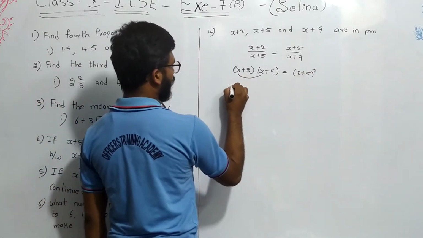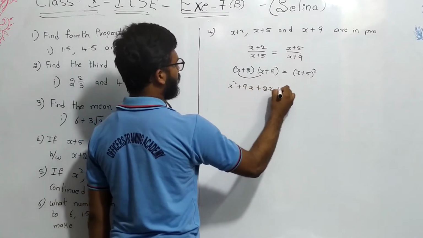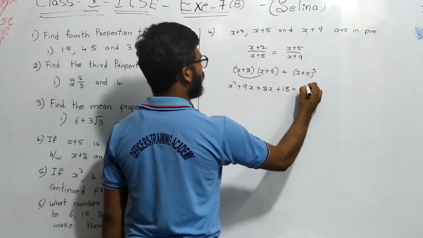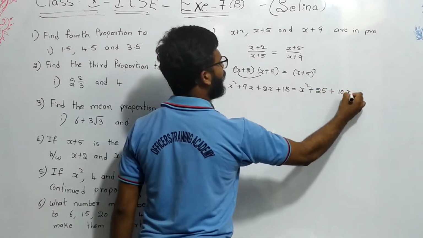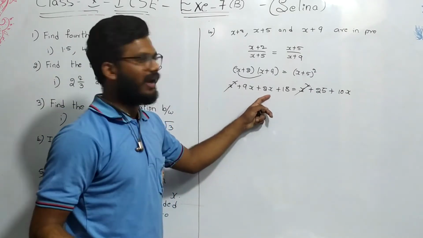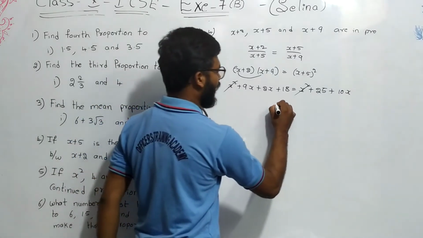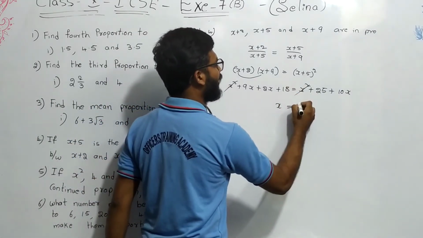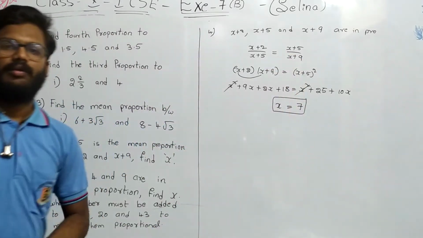So x square plus 9x plus 2x plus 18 is equal to a square plus b square plus 2ab, right? So x square and x square will get cancelled. 9x plus 2x, 11x. 10x will come to this side, it is minus 10x. 11x minus 10x is x, equal to 25 minus 18, equal to 7. So this is the fourth one.